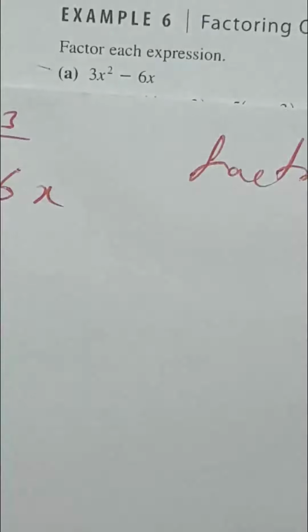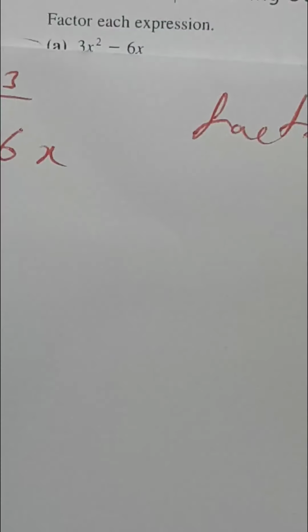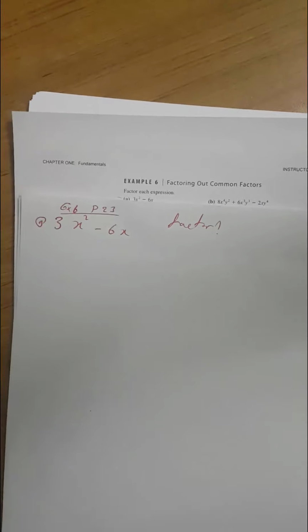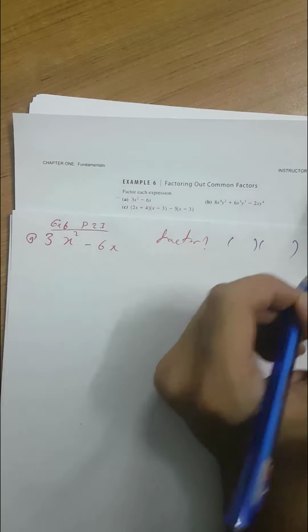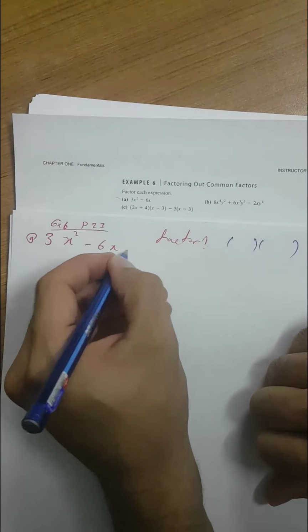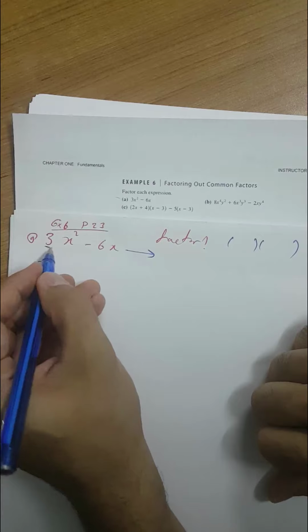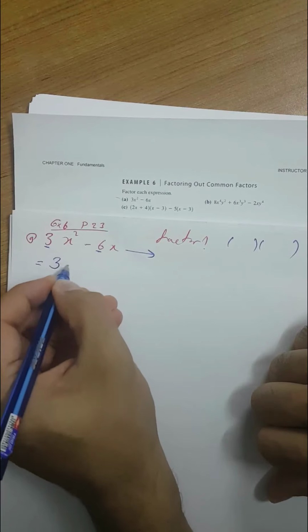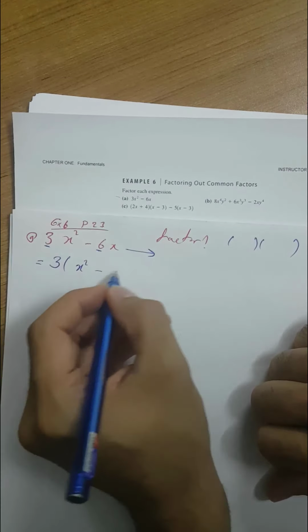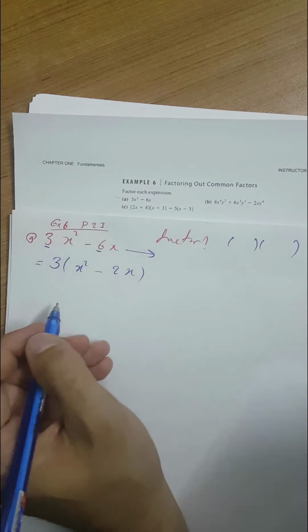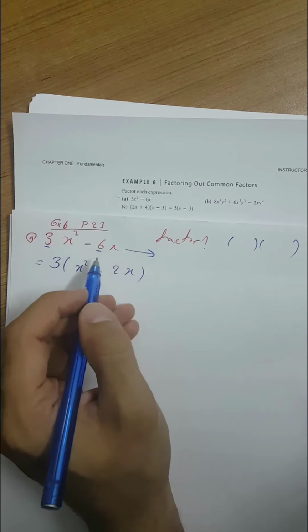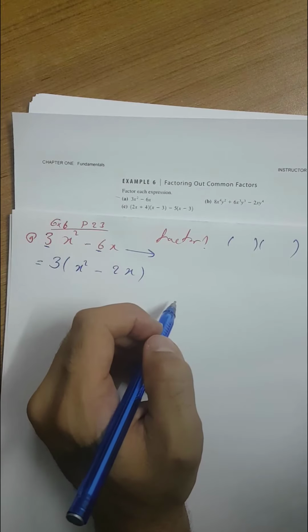So 3x squared minus 6x. Factor. When I say factor, I mean find the parentheses, or change this expression to parentheses. First try to start with the number. Between 3 and 6 we surely have a common factor. So it remains x squared minus 2x. Look, I took the 3 as a common factor.